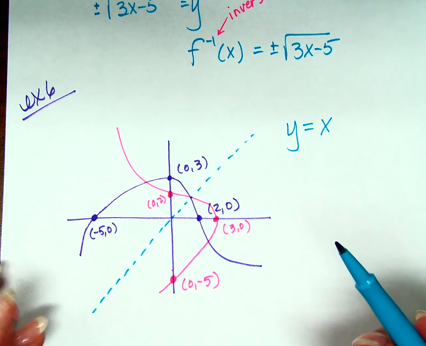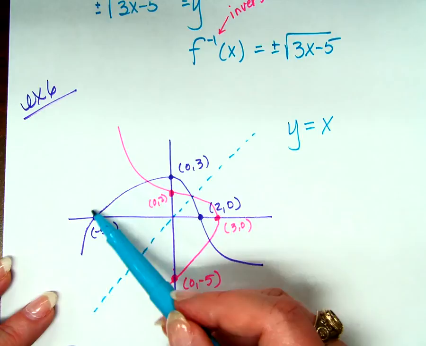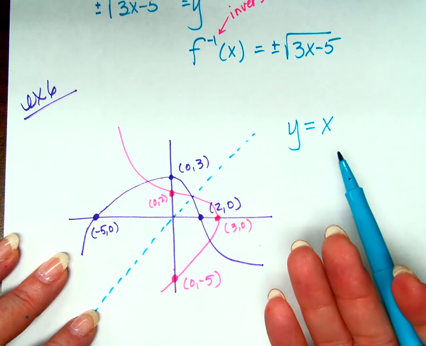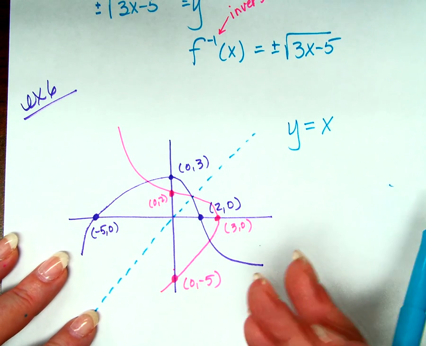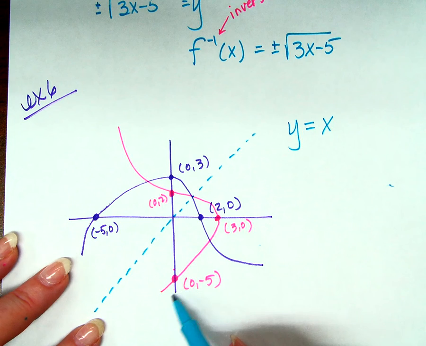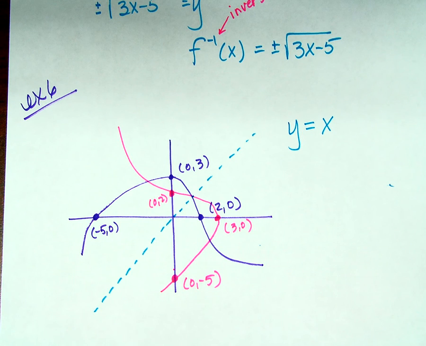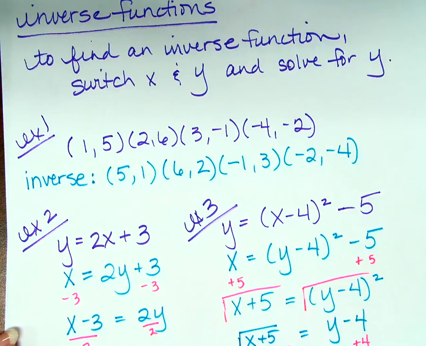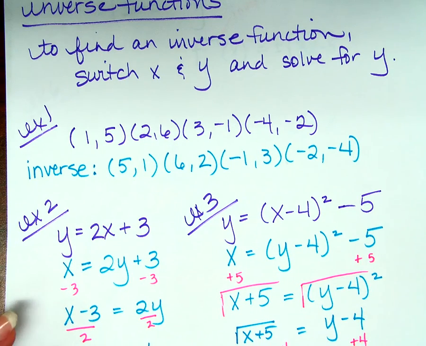That's the other way. It's not, in my opinion, as easy as finding points on the given graph, switching x and y, plotting the new points and connecting them. But that is how you find an inverse. So one more time, how do you find the inverse of a function? Switch x and y and solve for y.